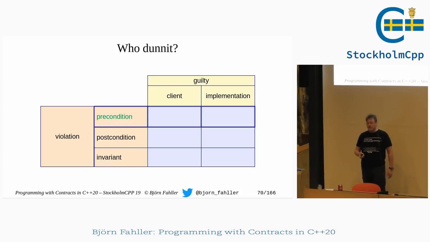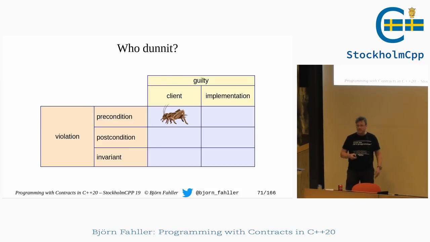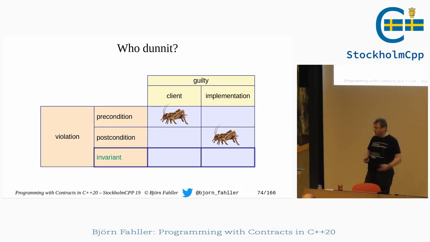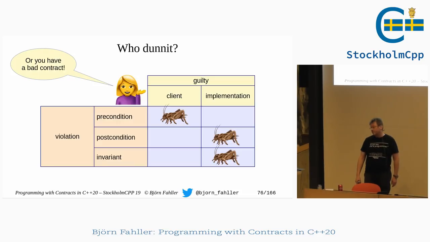If a precondition is violated, who's the guilty party? It's the client. We have a bug in the client. There are no ifs and buts. If a postcondition is violated, provided that the precondition was not, then the implementation is at fault. And the invariant, it's the implementation. Or possibly you have a really bad contract. I mean, you can express as a contract that the next call to random must be 4, but that is a super bad contract.